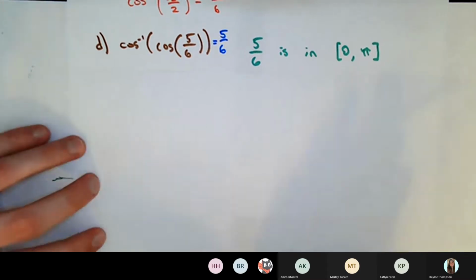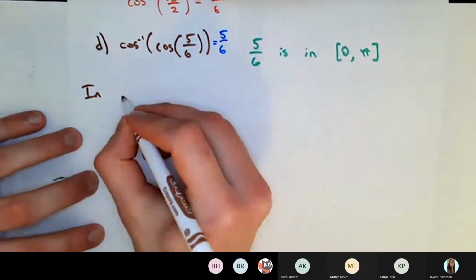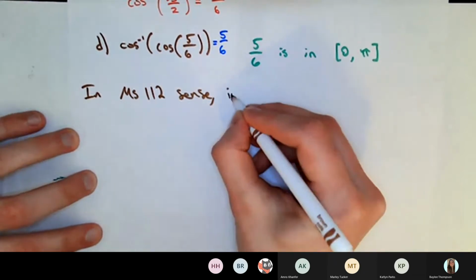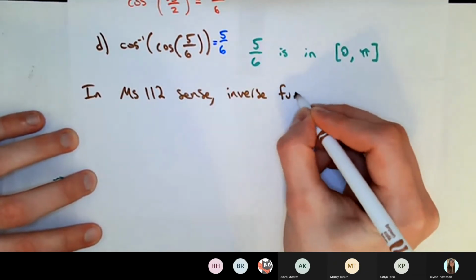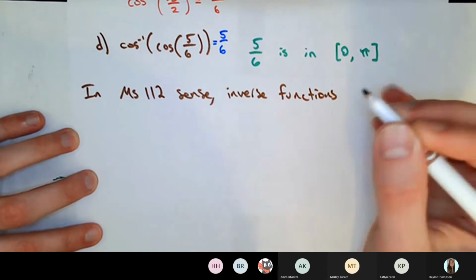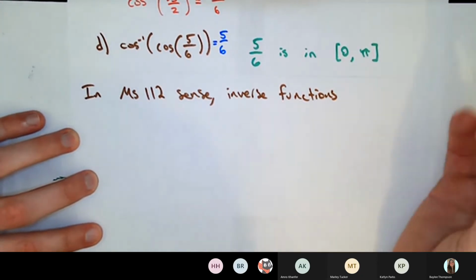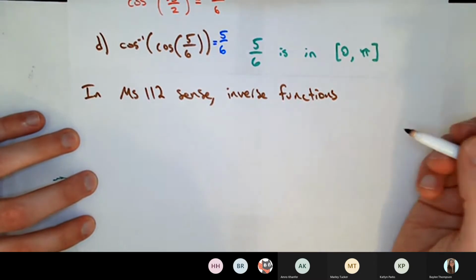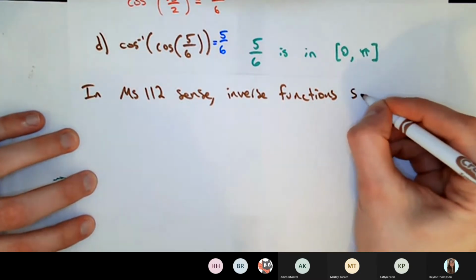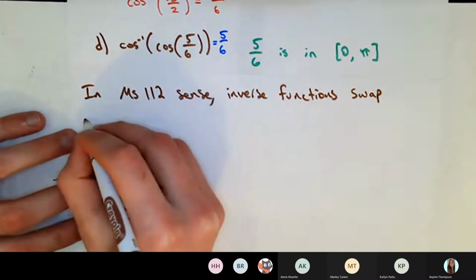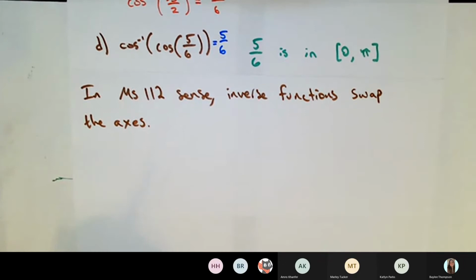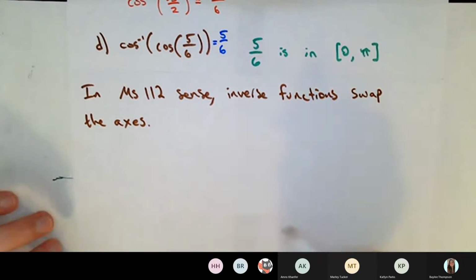In the MS 112 sense, when I say 112, I mean pre-calculus algebra, inverse functions, if you recall, literally swap domain and range, right? And sometimes you have to restrict the range, as we do with these cosine inverse and sine inverse functions. And I can also say graphically, they swap the axes. This is a real simplification of what's going on, but it's kind of true, right?